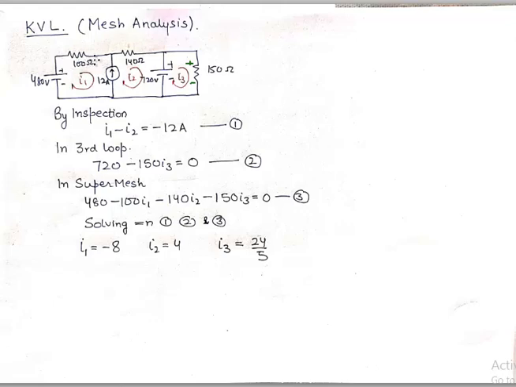I1 flows through this, I2 flows through this, and I3 flows through this, so I get this equation. And by the way, we need to find out I2, because I2 is the current which will flow in the 140 ohm resistor, and by solving 1, 2 and 3 we see that I2 is 4 ampere, which is the same current that we found using superposition theorem.